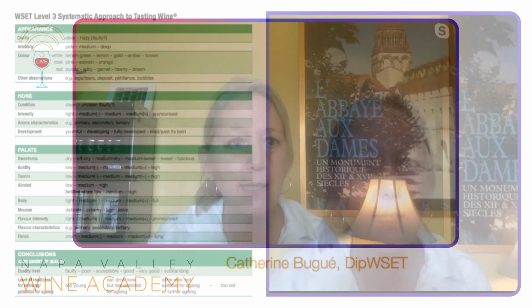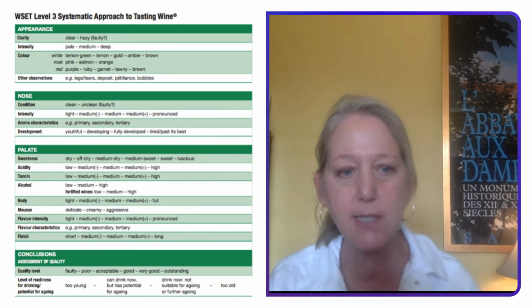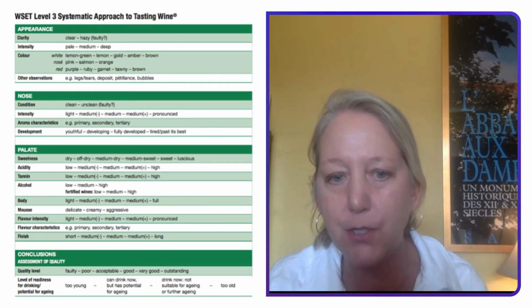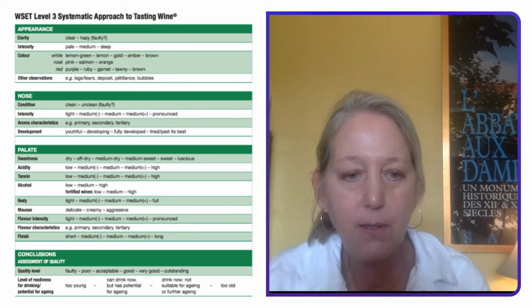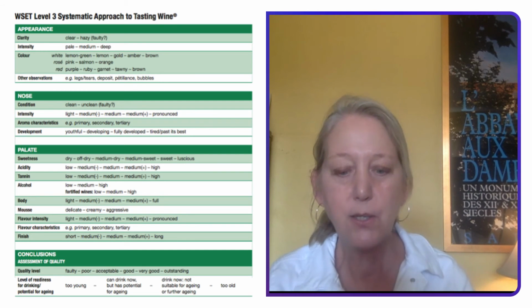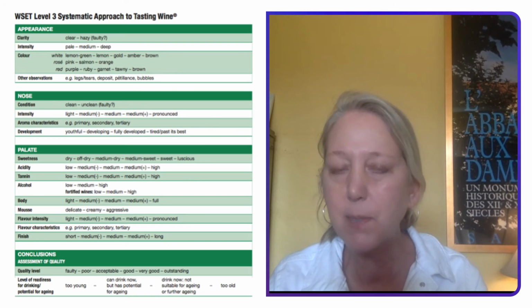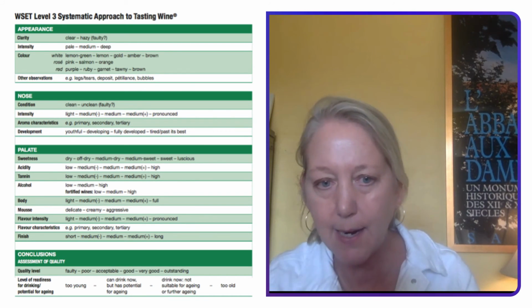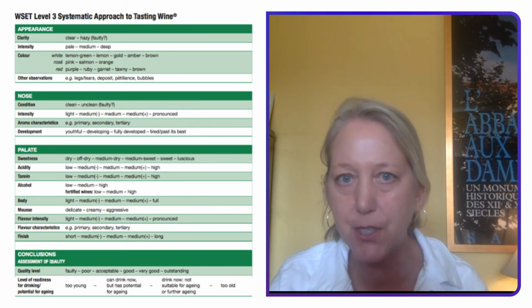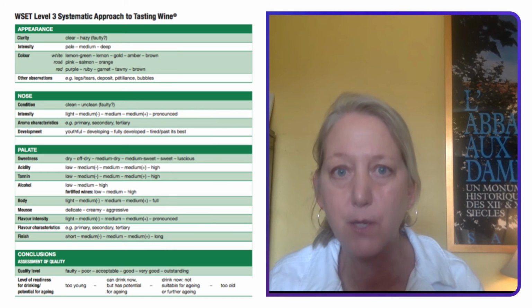Okay, last but not least, you have to answer the question about the level of readiness for drinking and potential for aging. You're not going to assess the wine as too young or too old on the exam, pretty much. You're going to hone in on can you drink it now but it has the potential to age, or drink it now, not suitable for aging or further aging. And here's how you answer that question.